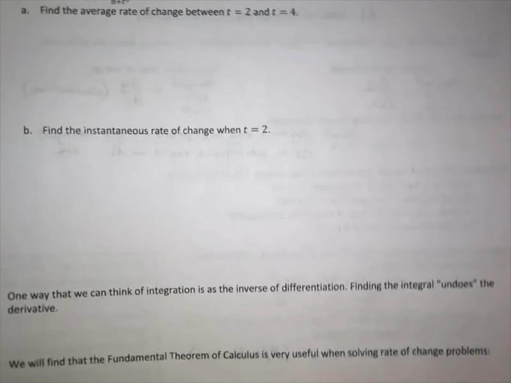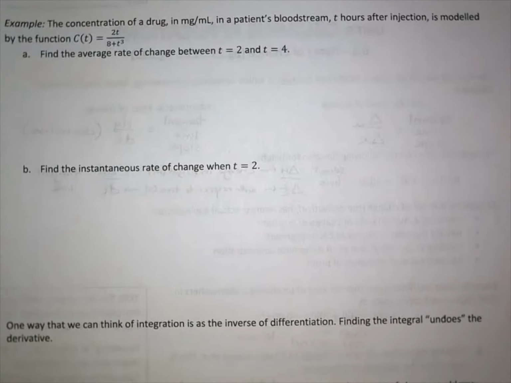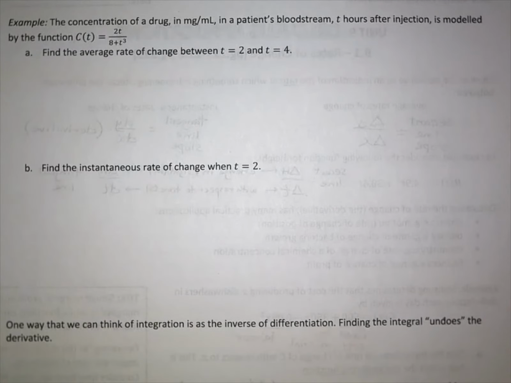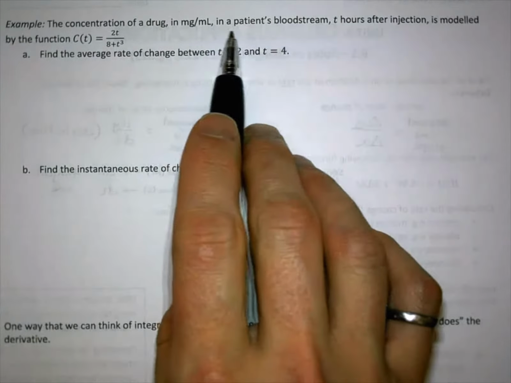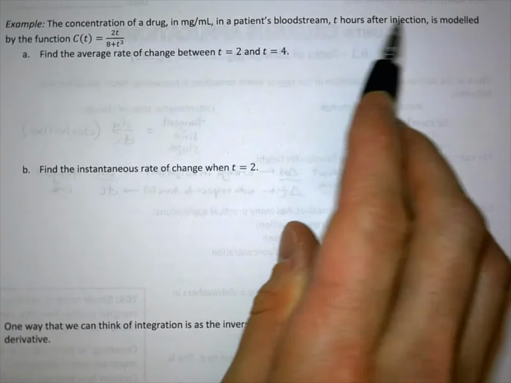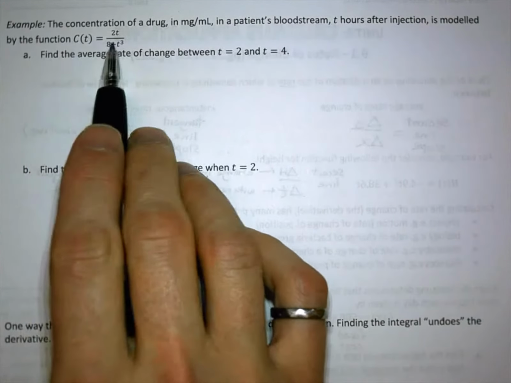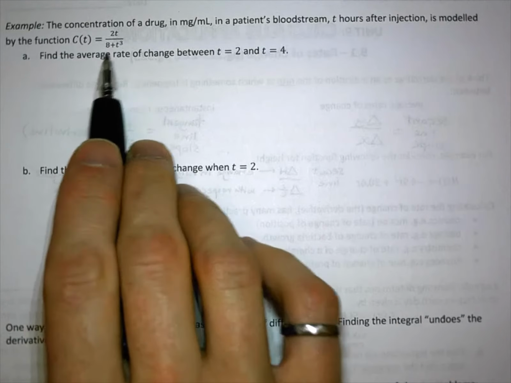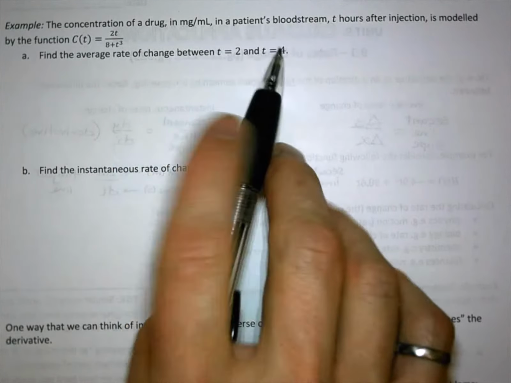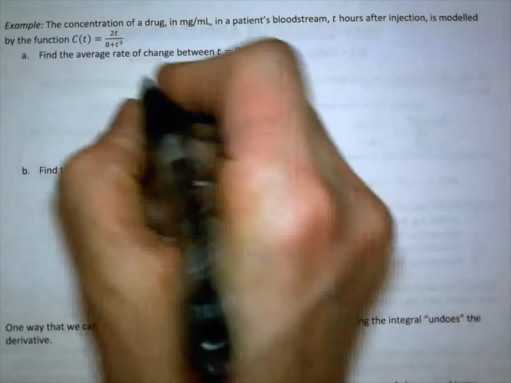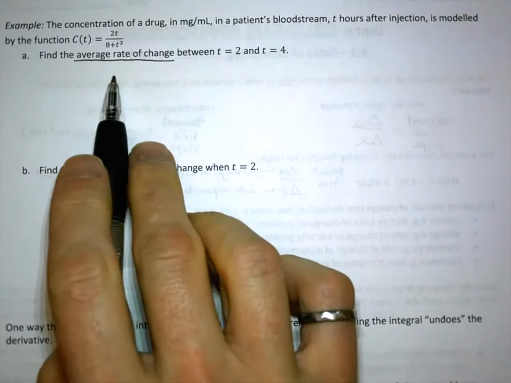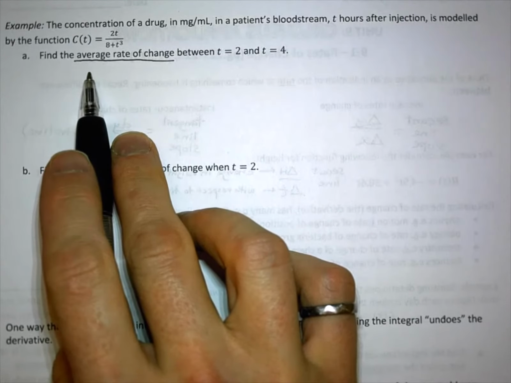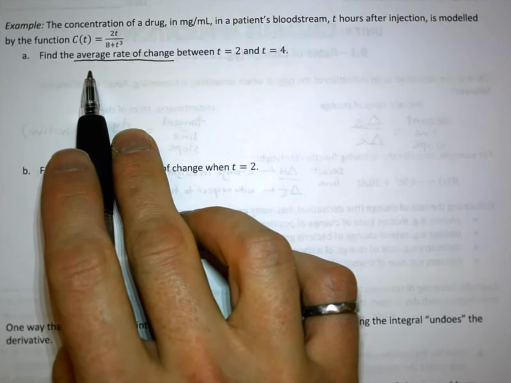Let's turn the page and look at another question. This one ripped from the headlines of a pharmacist. The concentration of a drug in milligrams per milliliter in a patient's bloodstream t hours after injection is modeled by this function. Find the average rate of change between t equals 2 and t equals 4. So we have it asking for the average rate of change. So that's kind of our indication, hey, you don't need calculus here. You're just going to use the secant line or the slope formula.